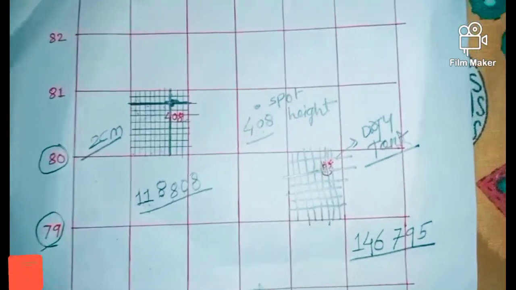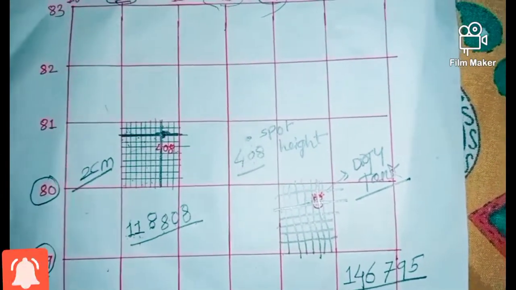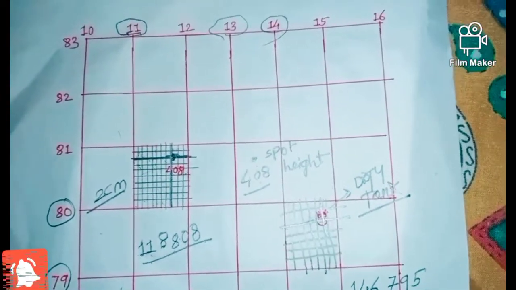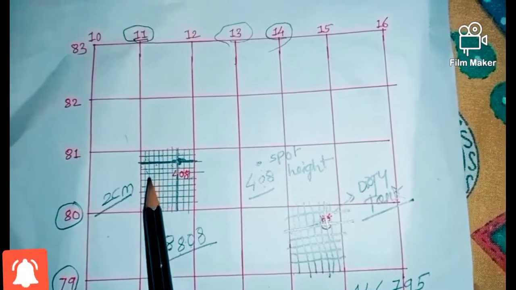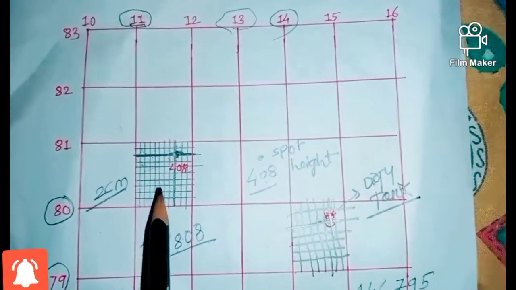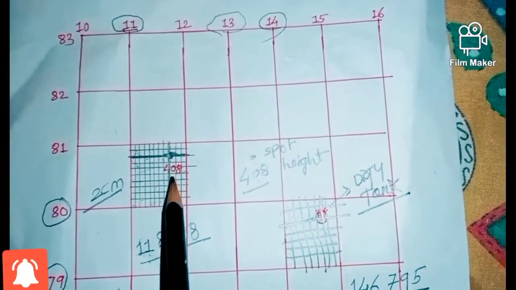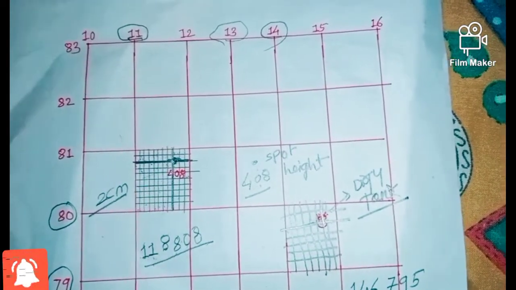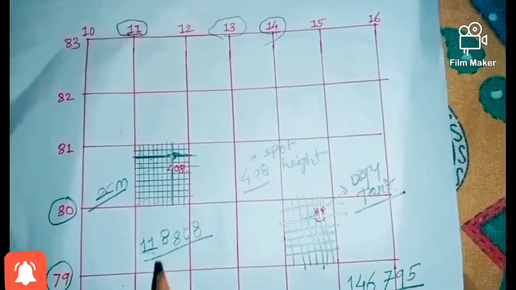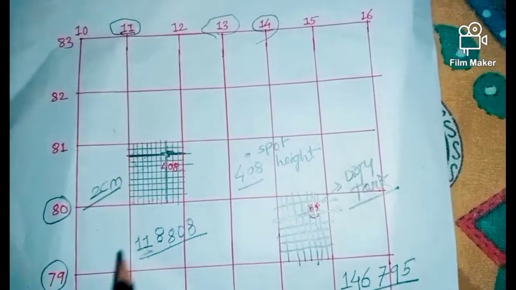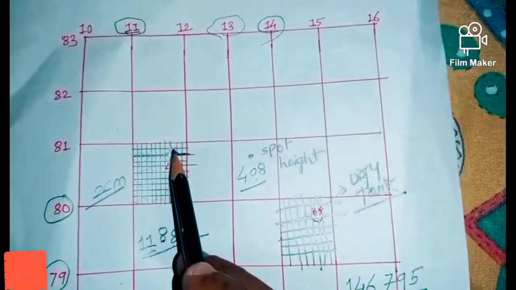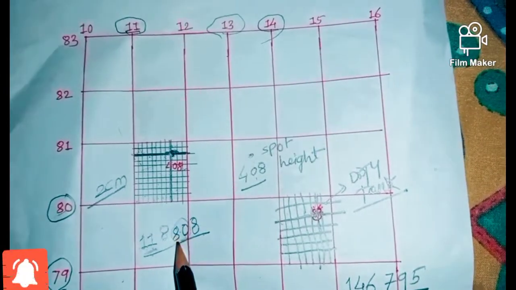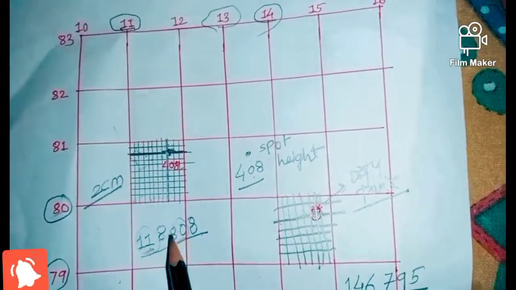Let's check it out. The first question is, find out the six figure of the spot height 408, and spot height is located here in this grid square. So first, as usual, we need to find out four figure. So for a four figure we need to consider the eastings left of the given object, and here easting is 11. So we should write first eastings, then we should write northings, that should be below of object, that is 80. So it has been written 80. So we got here 11 and 80 eastings and northings.